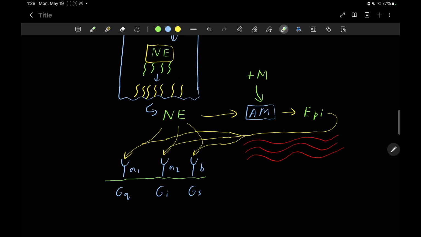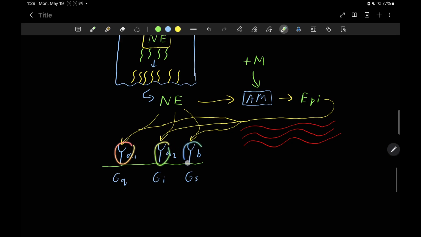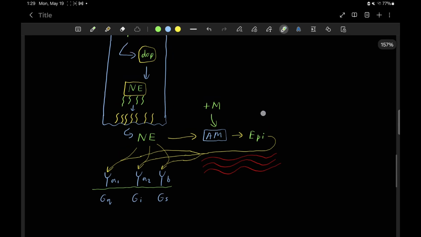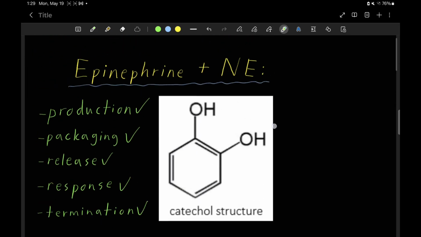And then finally, to prevent responses from going out of control, you have to terminate them. So enzymes like MAO or COMT can come along and degrade and terminate your norepinephrine or epinephrine, or your norepinephrine can be reuptaken into neuronal cells or other non-neuronal cells such as other random tissues, or your receptors themselves can be desensitized by getting pulled into the cell and stored for later. So there's different types of termination mechanisms that prevent these responses from going out of control. But that's the general pathway of norepinephrine and epinephrine.